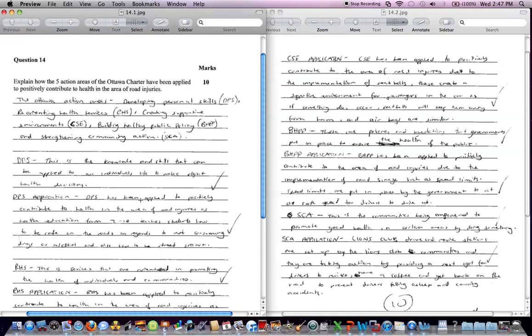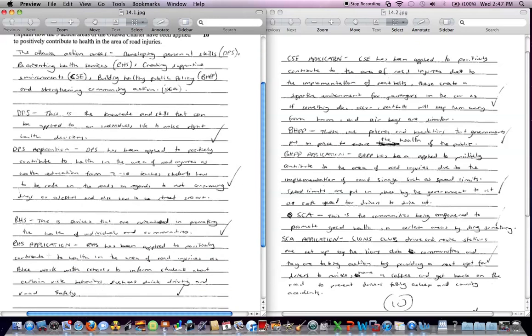Develop personal skills has been applied to positively contribute to health. Reorienting health services has been applied to positively contribute to health. Create supportive environments has been applied to positively contribute to the area of road injuries. Building healthy public policy has been applied to positively contribute to the area of road injuries. Strengthen community action. He actually hasn't written it here, but we still know what we're talking about.